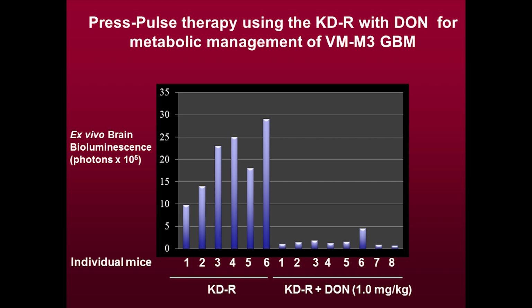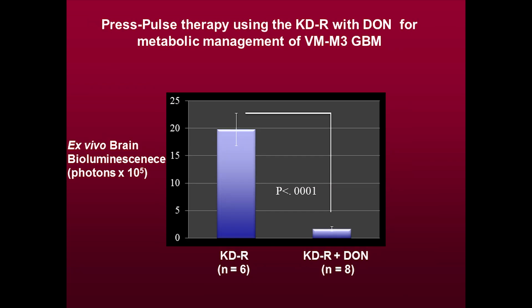And it turned out this was the one mouse that was looking a little finicky, and we said, let's not inject him today. So we didn't inject him, and he was the only guy that had a little bit of light left, missing one injection. So we do the average of this, and we have massive, unbelievable amount of death and reduction when we targeted both the glucose with the ketones and the DON as a pulse.